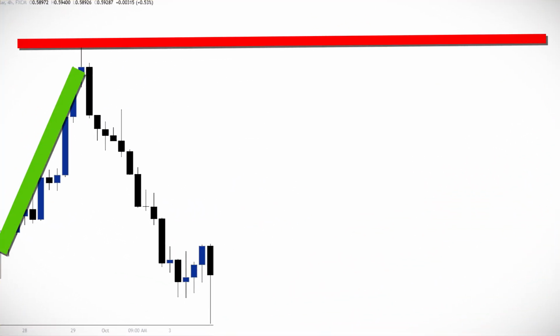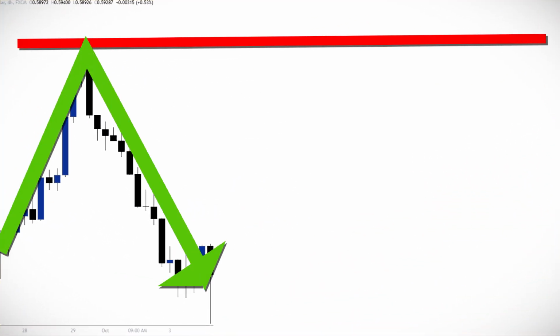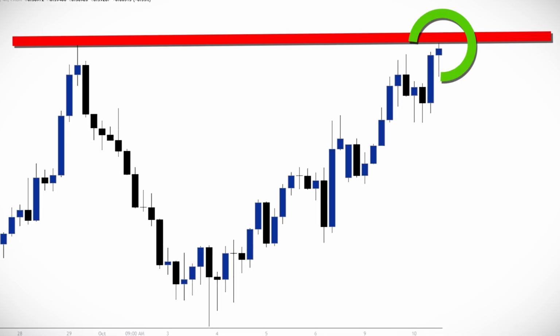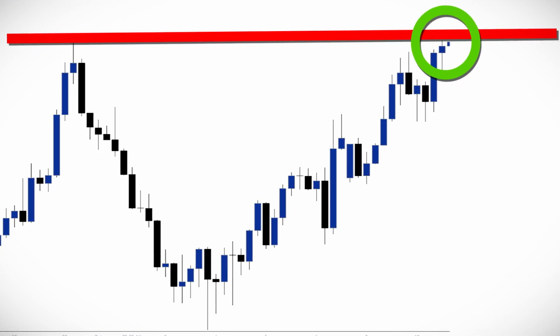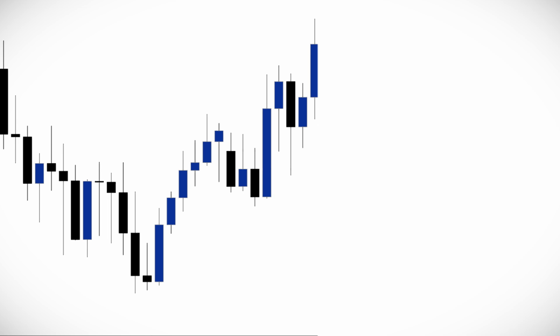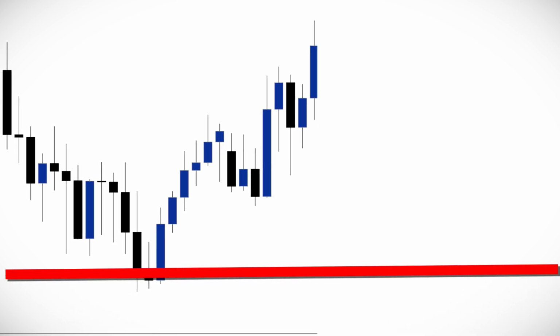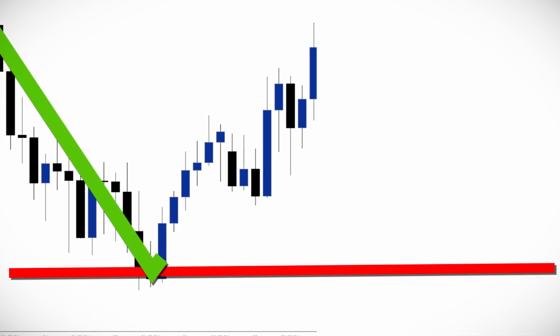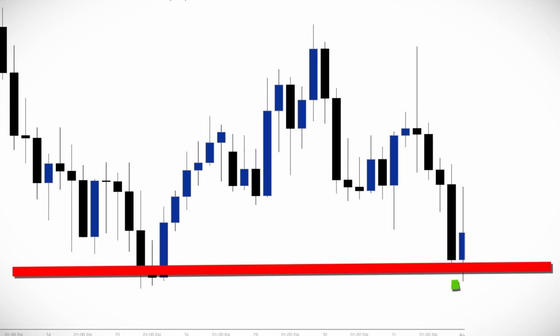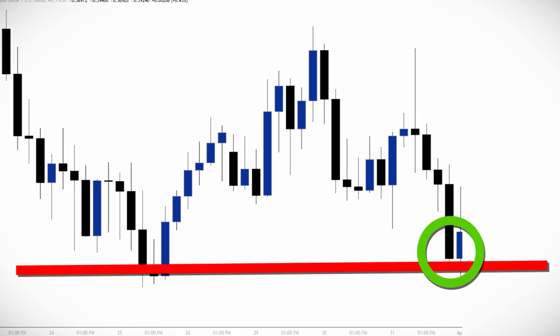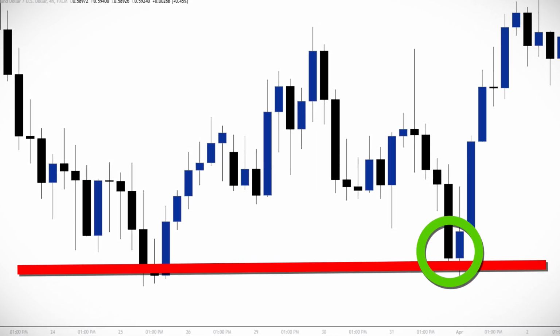You can see price went up to this level and then reversed downwards. So the next time price gets to this level again, there is a high chance that price is going to reverse downwards again. Again, we have a support level right here because we can see price went down to this level and reversed upwards. So the next time price gets to this level again, there is a high chance that price is going to reverse to the upside again.